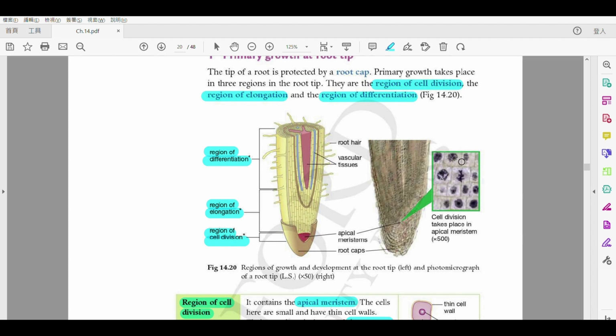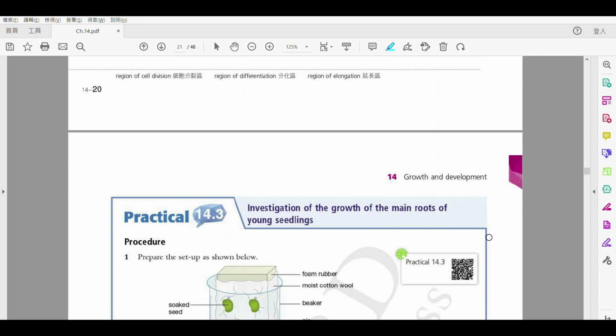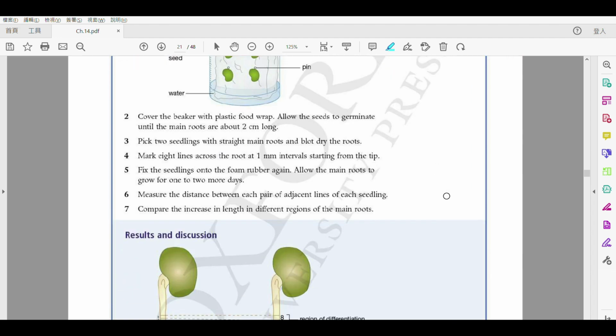Okay? So this is not a very good diagram. We'll have some questions about this diagram, and you somehow need to identify where the apical meristem is. Okay? So it is not here. They are not here. They're actually a little bit to the tip, like here. Alright? So be careful about this. Last but not least, this is an experiment which I'll just go through briefly in class, talking about how we know where the region of elongation is.